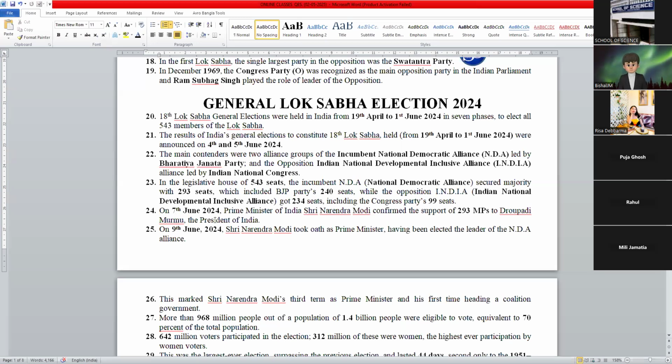On 7th June 2024, Prime Minister of India, Sri Narendra Modi, confirmed the support of 293 MPs to Draupadi Murmu, the President of India.